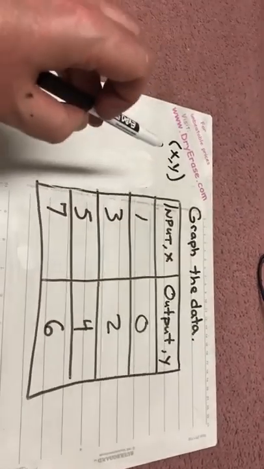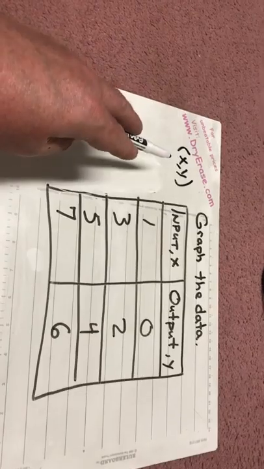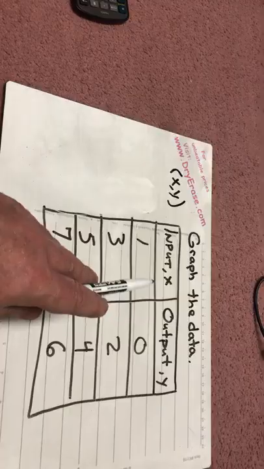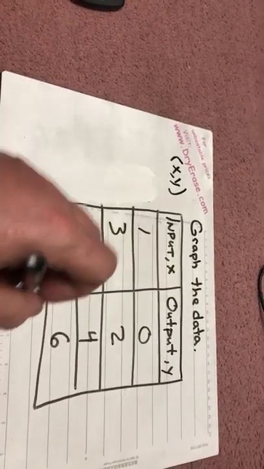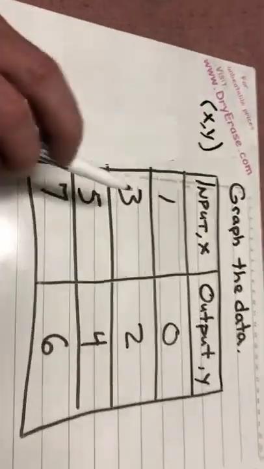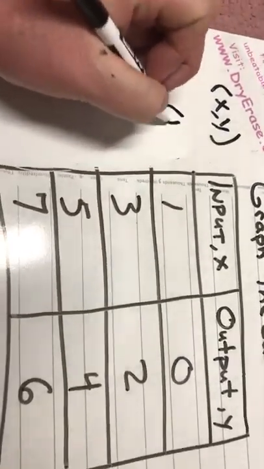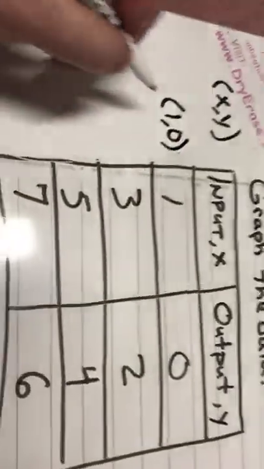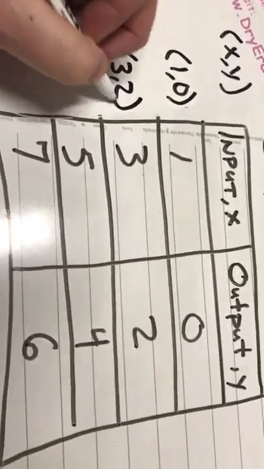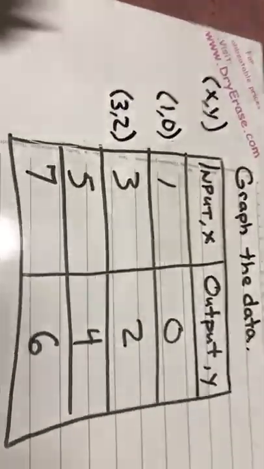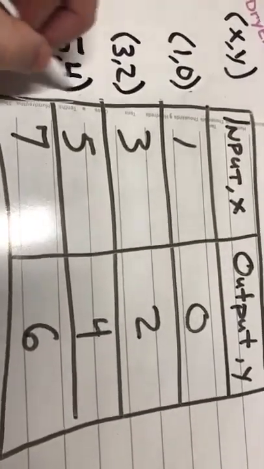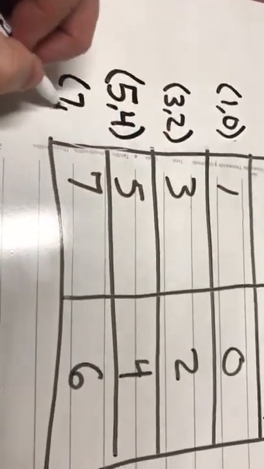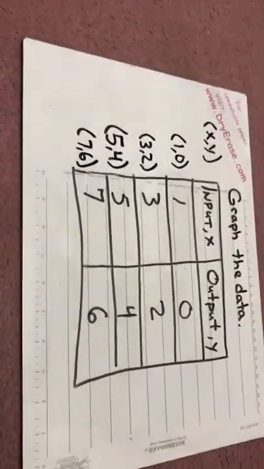in the ordered pairs. Remember, ordered pairs, when we graph them, are the x-coordinate left to right first, y-coordinate up and down second. Input is x, output is y. We've been talking about that on previous assignments. And so it's saying when x is 1 and y is 0, the ordered pair is going to be 1, 0. When x is 3 and y is 2, the ordered pair is going to be 3, 2. When x is 5 and y is 4, the ordered pair is going to be 5, 4. When x is 7 and y is 6, the ordered pair is going to be 7, 6.